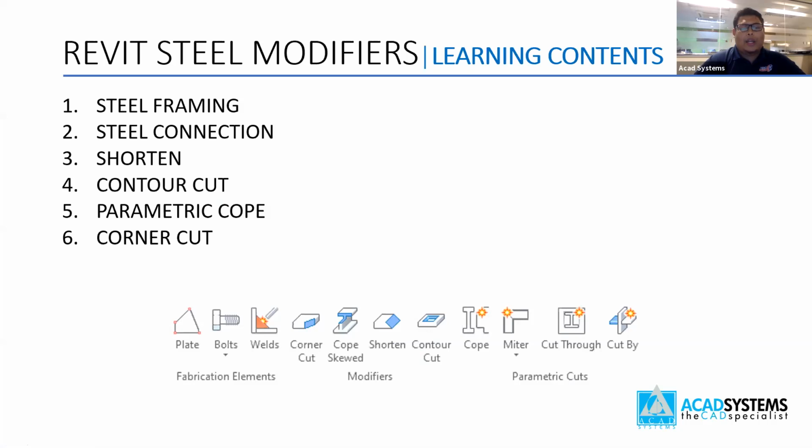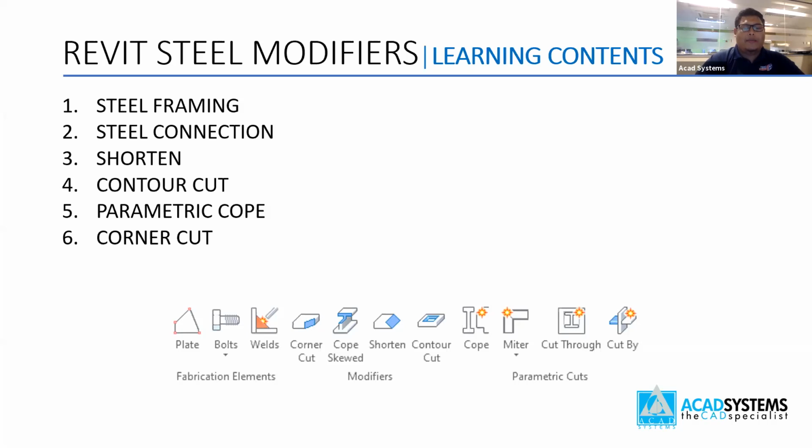So if you are using Revit 2019 and above, let's say 2019, 2020, and 2021, you will be getting these new tools in the steel menu, called the steel modifiers tool. In the modifiers ribbon, you will see there is a shorten command, a contour cut command, a coped cube command, a corner cut command, and next to it, we've got the parametric cuts: parametric scope, parametric miter, parametric cut through, and parametric cut by.